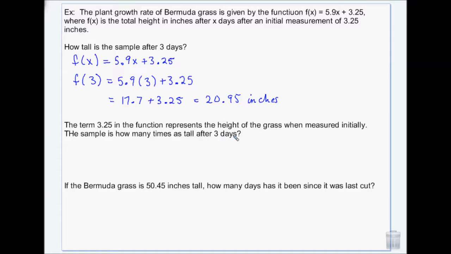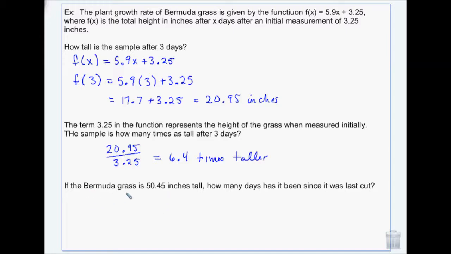Okay, so the term 3.25 in the function represents the height of the grass when measured initially. The sample is how many times as tall it is after 3 days. To find out how many times as tall something is, we take the new height and we divide it by the old height, and we get 6.4 times taller. Again, not in 3 days. That'd be some crazy grass, but the steps are the same.